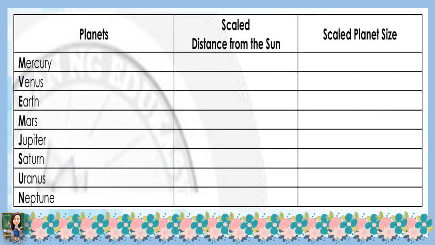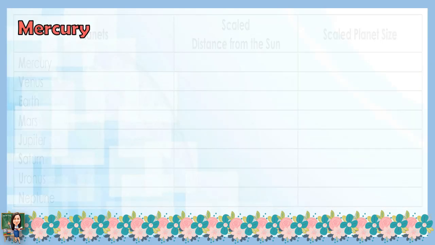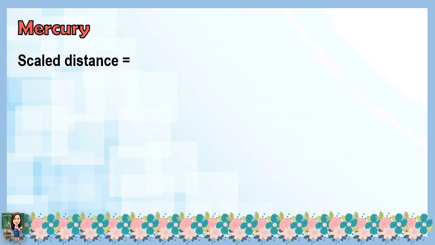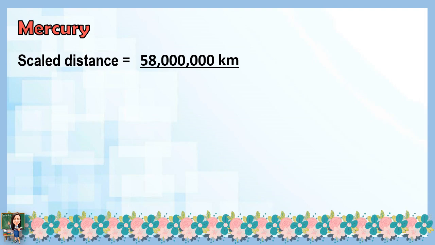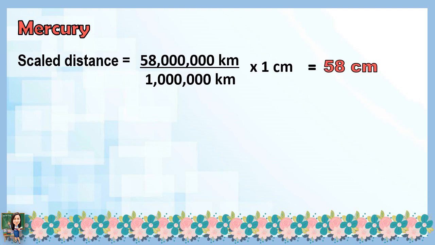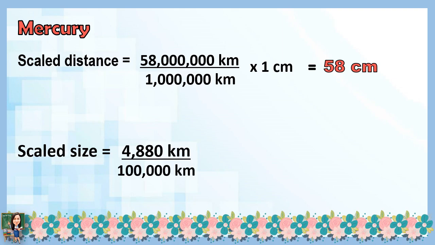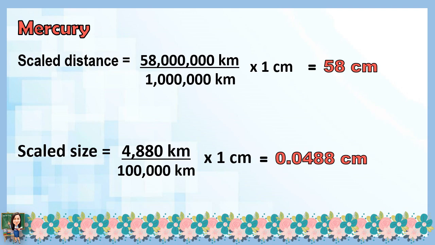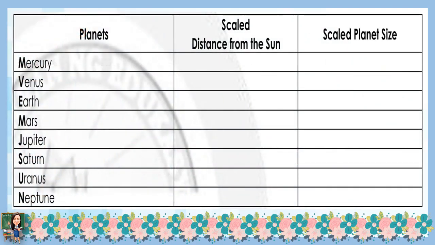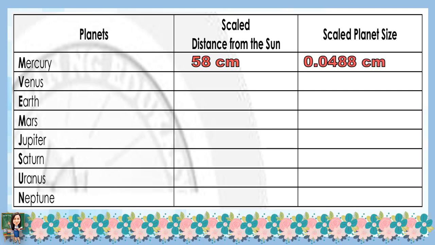Find the scale distance from the Sun of the following planets and the scaled planet size. Let's start with the planet Mercury. Scale distance equals 58 million divided by 1 million times 1 centimeter equals 58 centimeters. Scaled size equals 4,880 divided by 100,000 times 1 centimeter equals 0.0488 centimeters. So this is the scale distance from the Sun, 58 centimeters, and the scaled planet size.